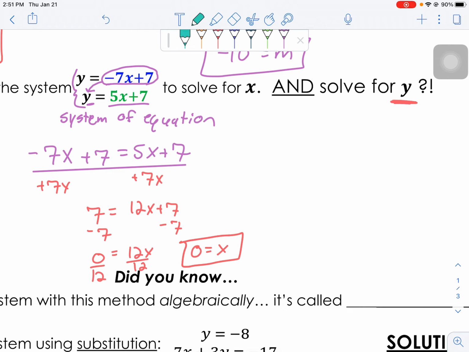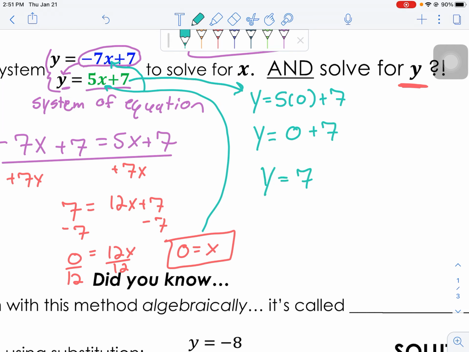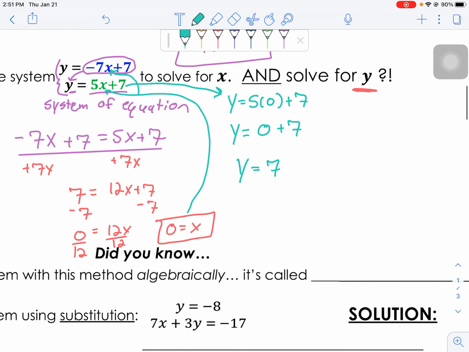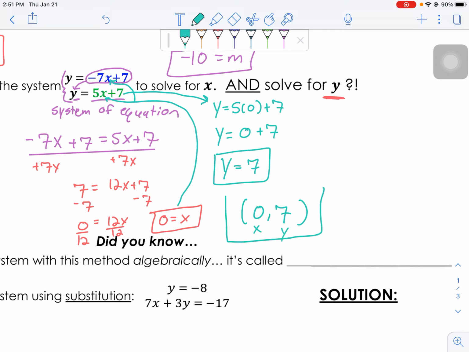Well, in order to find y, we can just plug this x back into either one of these equations, because now we know that x is 0. So let's take this equation, for instance. We say y is equal to 5 times 0 plus 7. So that tells us y is equal to 0 plus 7, which tells us y is equal to 7. So the solution for this system of equations is the point (0, 7), because x was 0 and y was 7.